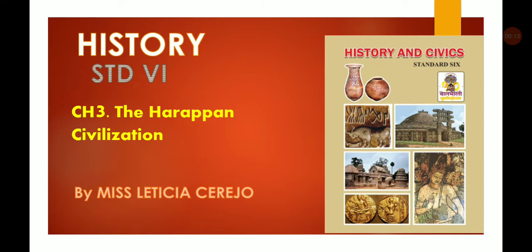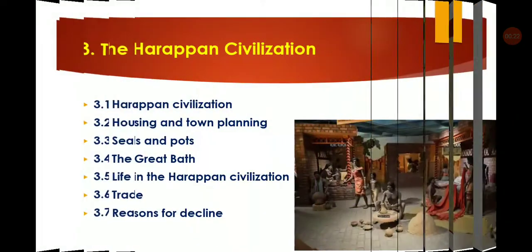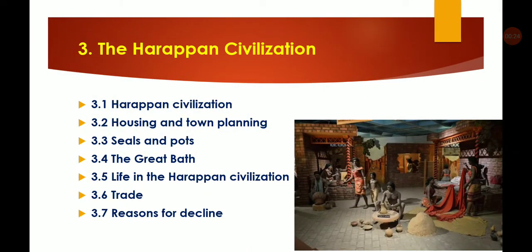Standard 6th History. Chapter number 3, The Harappan Civilization. In this chapter, we are going to study Harappan civilization, housing and town planning, seals and pots, the Great Bath, life in the Harappan civilization, trade, and reasons for decline.